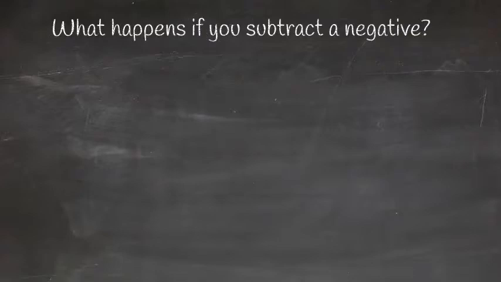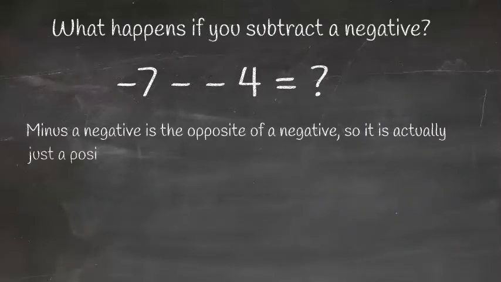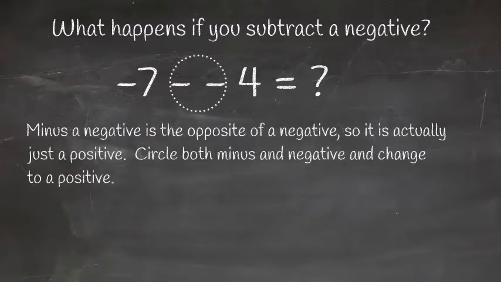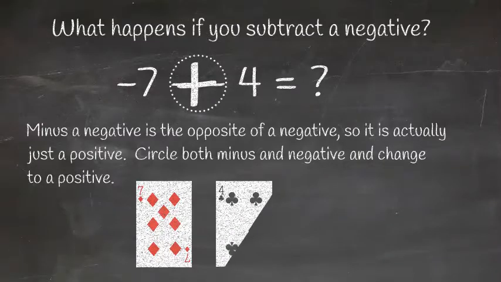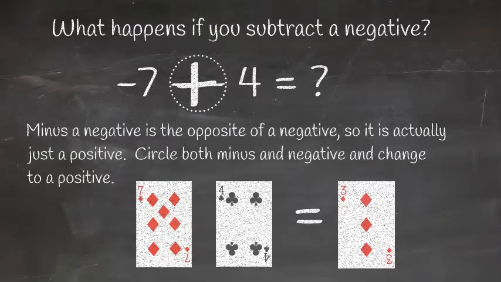What happens if you subtract a negative? -7 minus -4. Minus a negative is the opposite of a negative, so it's actually just a positive. Circle both the signs and change it to a positive. So now we have -7 and +4. Subtracting 7 minus 4, we get 3, and it's negative because 7 has a larger value.